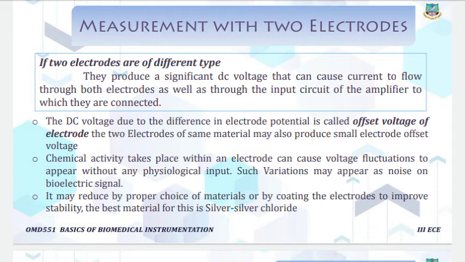So the DC voltage due to the difference in electrode potential, the variation of this voltage, is called the offset voltage of the electrodes. Two electrodes of the same material may also produce a small electrode offset voltage. That is also something we learned earlier. If we use the same electrode, there will still be some low amount of voltage generated, so in that case also there will be a small electrode offset voltage.